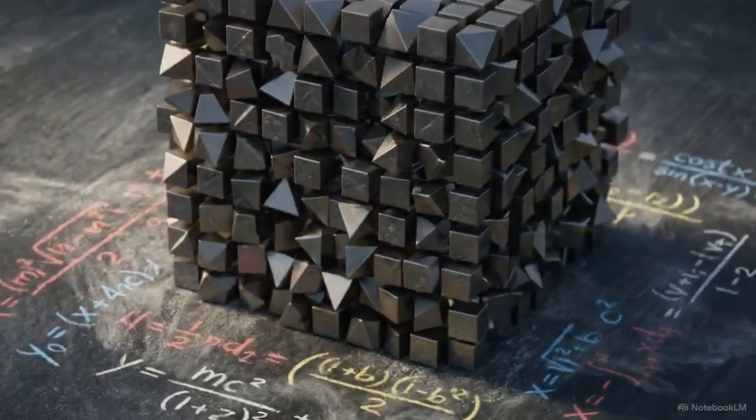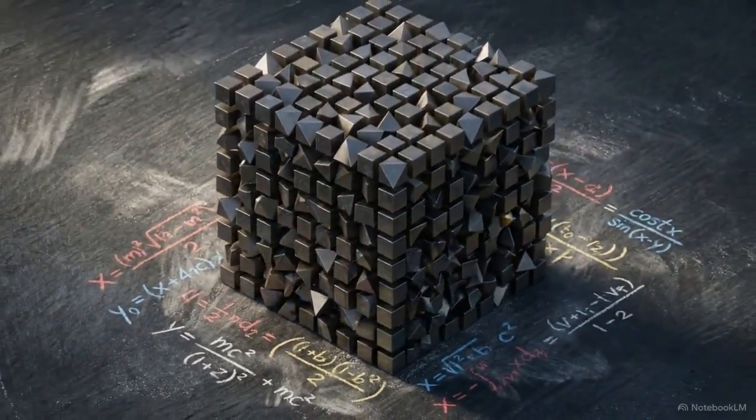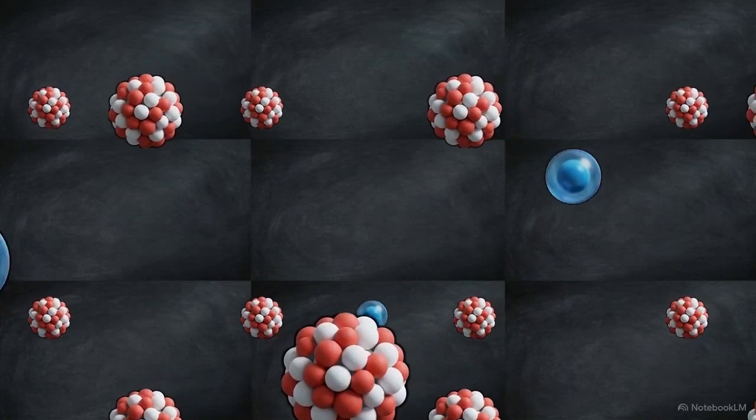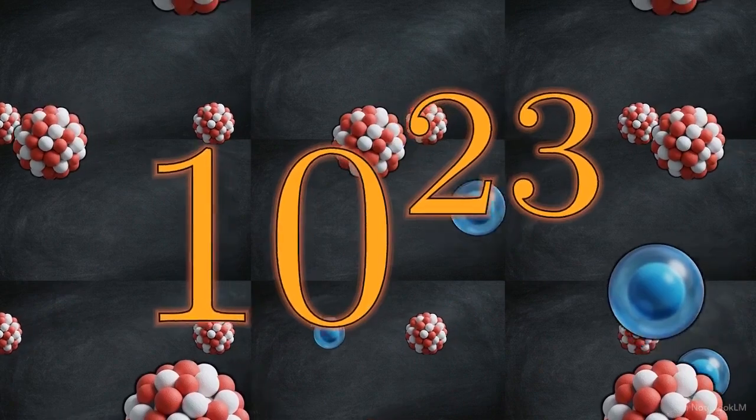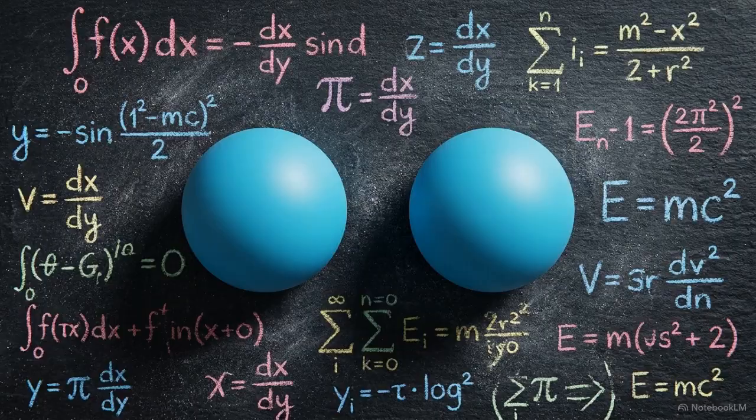If you want to model a small block of metal, a highly practical engineering task, you aren't dealing with one electron. You are dealing with 10 to the 23rd power of interacting electrons, all moving at once. Applying our standard wavefunction approach to this crowd reveals a severe physical problem.